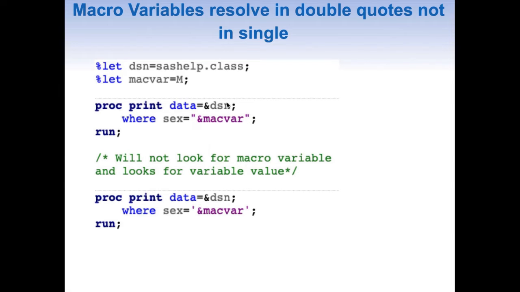A macro variable, when kept in quotes, only resolves when it is in double quotes, but not when in single quotes. When we try to resolve the macro variable in single quotes, it just simply picks up the text as a value but not as a macro variable. So whenever we put an ampersand in single quotes, it will not look for a macro variable.